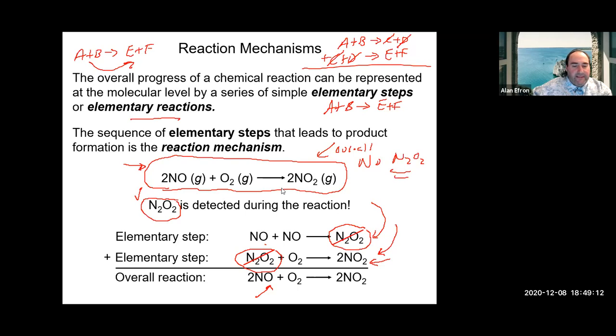And when we get something that appears early on in the mechanism but gets used up, that is what is referred to as an intermediate. So an intermediate in a chemical reaction mechanism is something that's made early on in the mechanism but gets completely used up, which means you do not see it at the end of the reaction. It is not present at the end of the reaction.